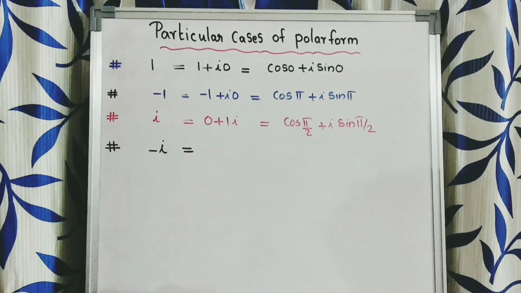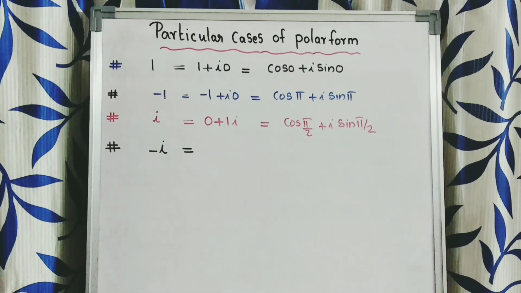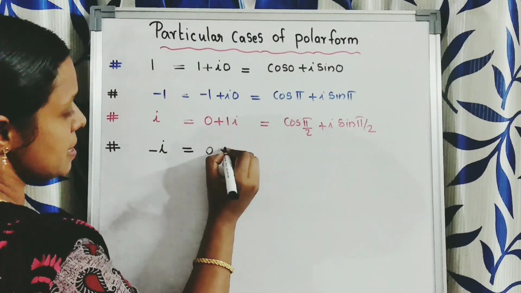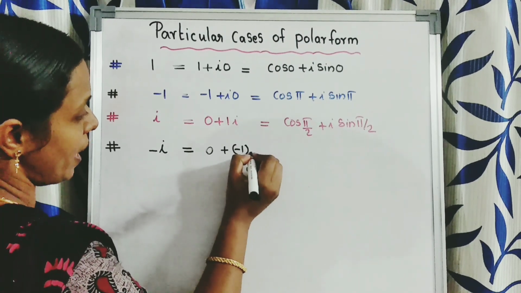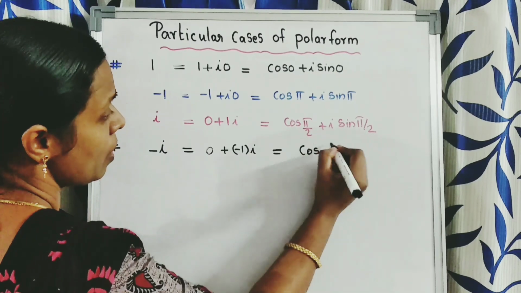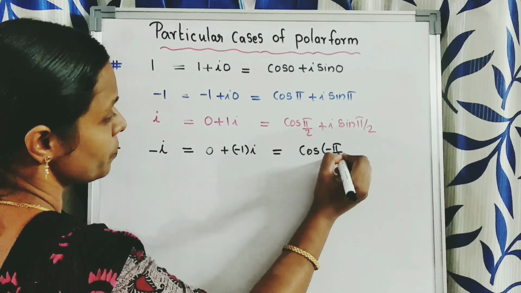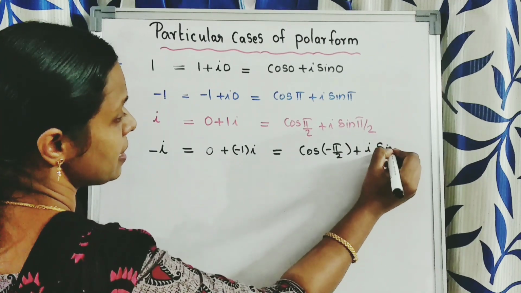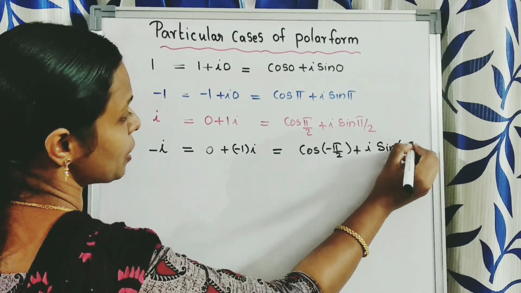Next we represent the polar form of negative i. Negative i can be written as 0 plus minus 1 into i. That is equal to cos minus pi by 2 plus i into sin minus pi by 2.